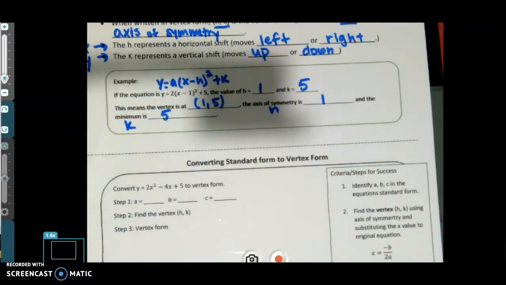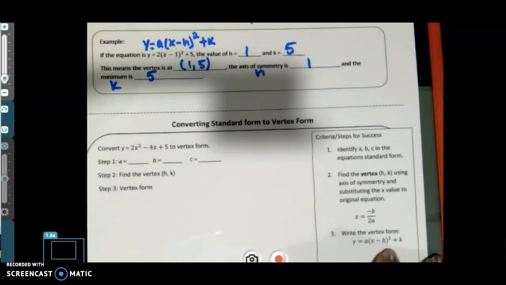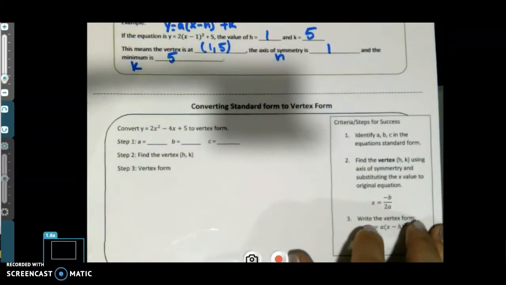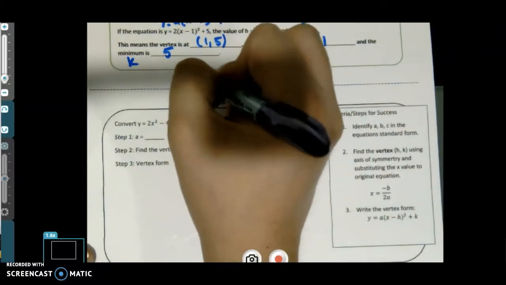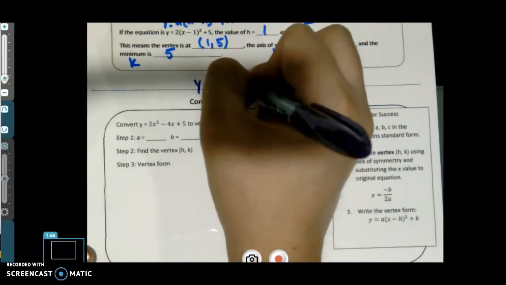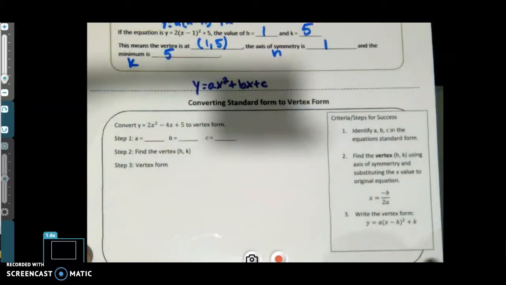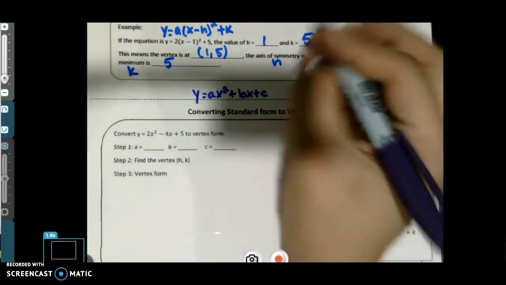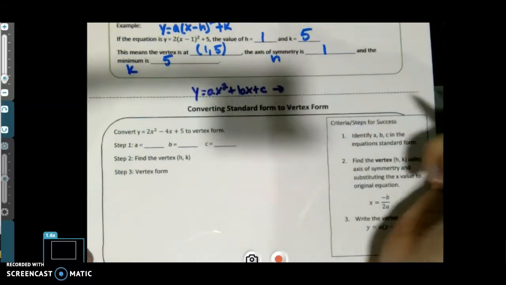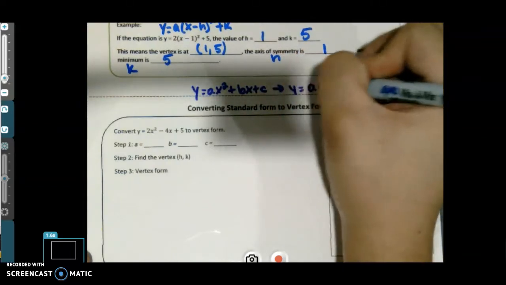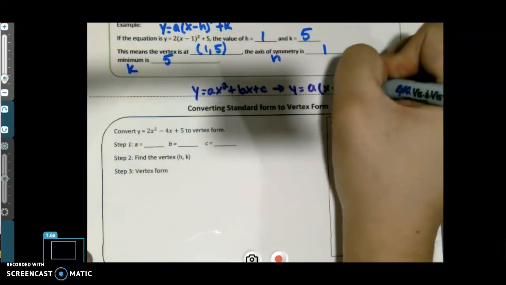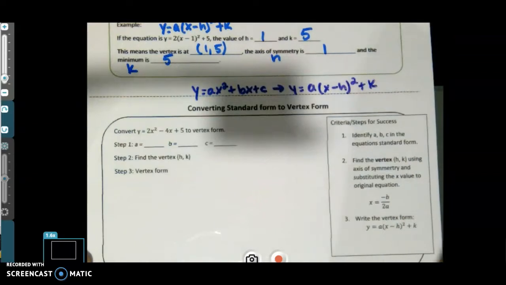So now, before we get into that, I want us to actually do a review up here. So when we're saying converting from standard form to vertex form, when we say standard form, we're talking about y equals ax squared plus bx plus c. So we're converting that to my vertex form, which is y equals a parentheses x minus h to the power of 2 plus k.